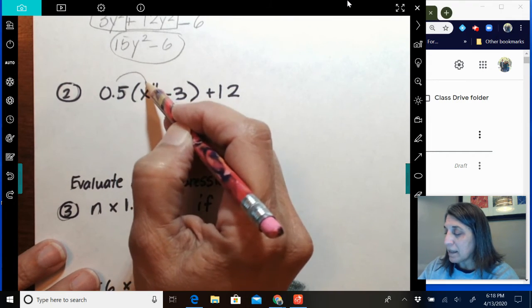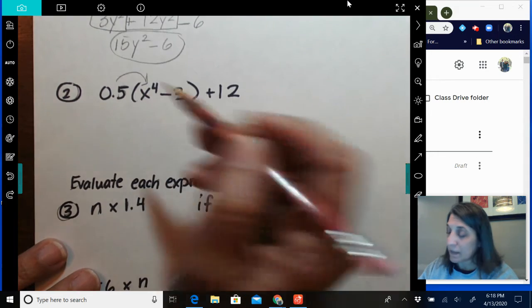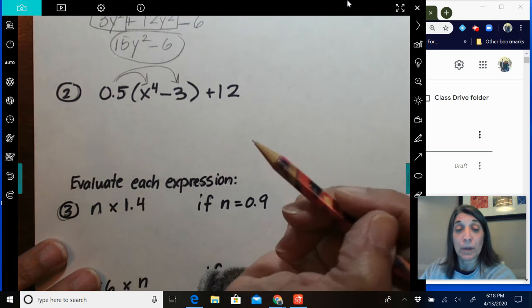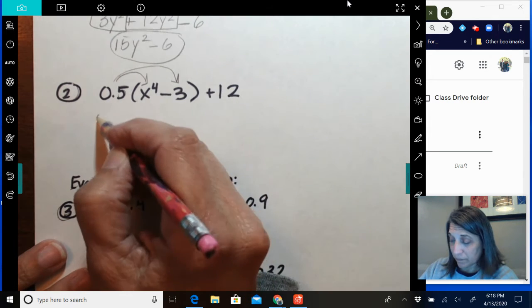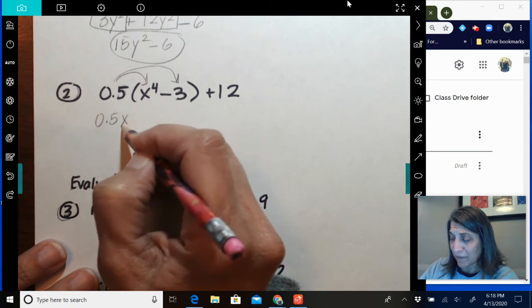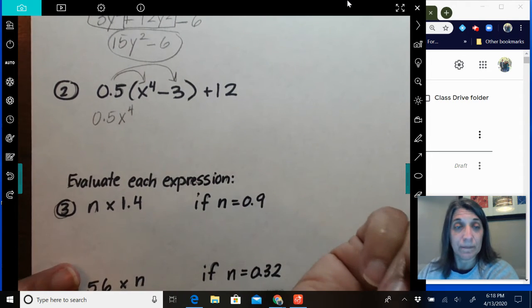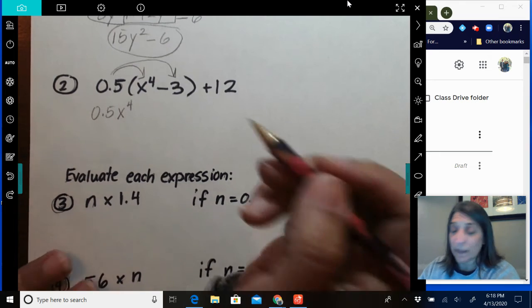I need to take the 0.5 and multiply it by the x to the 4th, and then I need to multiply my 3 by it as well. So this just becomes 0.5 times x to the 4th. I mean, we can't do anything about it. Until we know what x is, we can't do anything else.